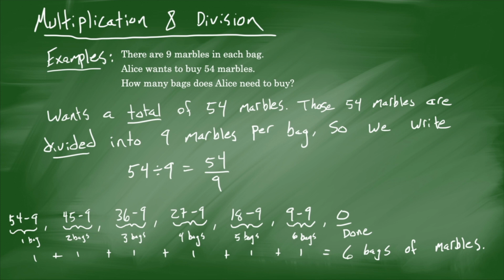54 minus 9, 1 bag. 45 minus 9, 2 bags. 36 minus 9, that'd be 3 bags. 27 minus 9, 4 bags. 18 minus 9, 5 bags. 9 minus 9, we're at 6 bags. 9 minus 9 is 0, so we're done. So 1 plus 1 plus 1 plus 1 plus 1 plus 1, 6 bags. So Alice would need to buy 6 bags of marbles if each bag contains 9 in order to get to a total of 54.